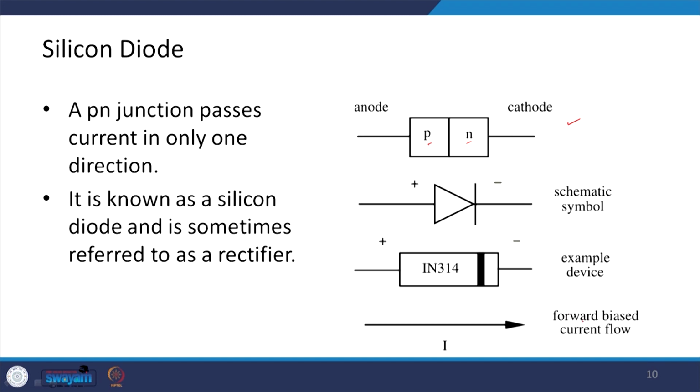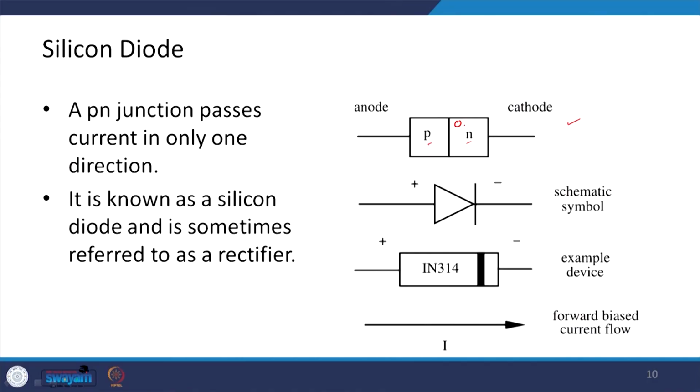This is the direction of the forward bias current flow, which is opposite to the direction of motion of the electrons, because we assume that the electrons flow in this direction.